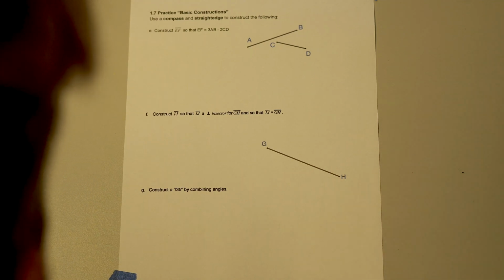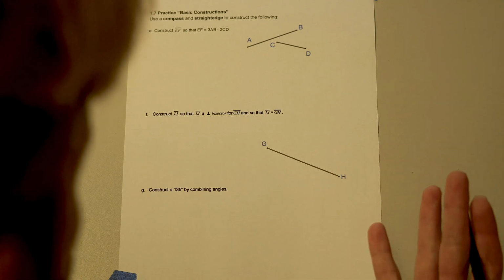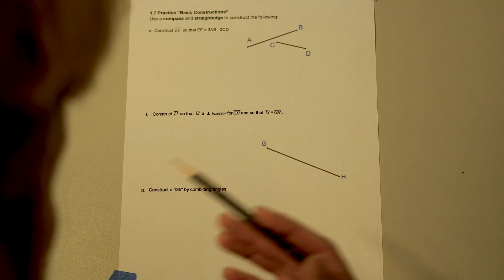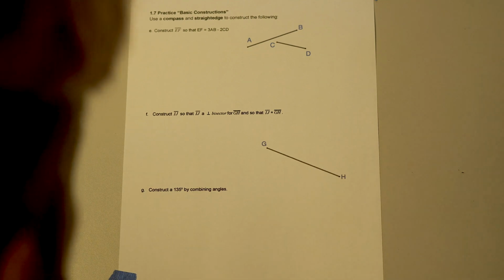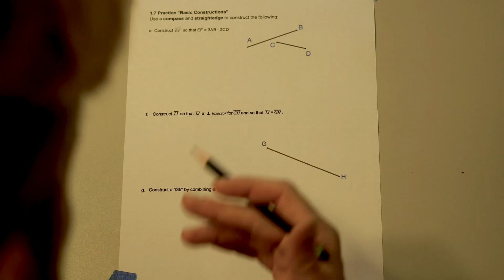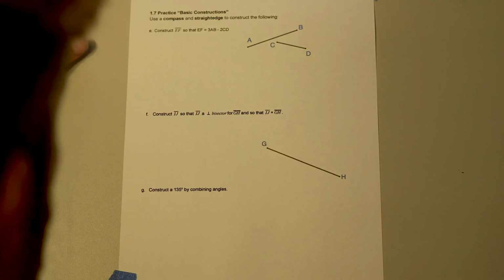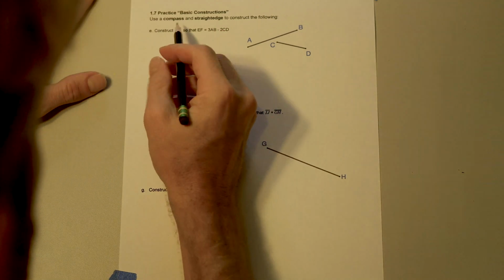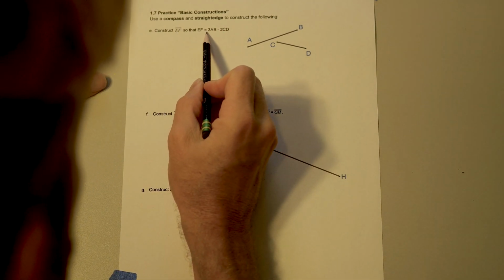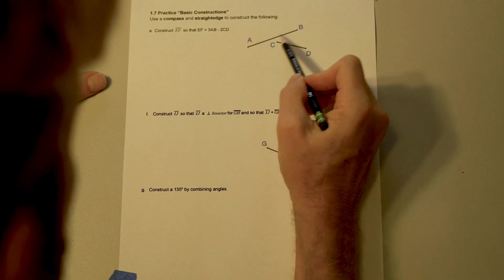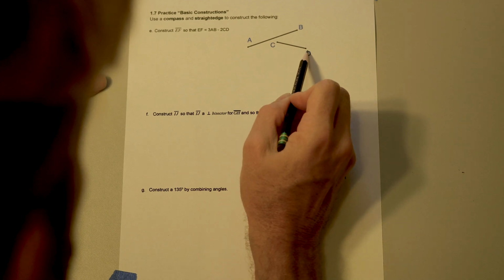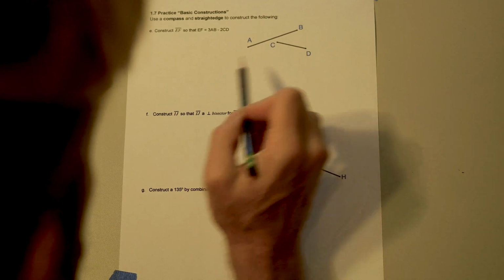Okay, so we've looked at 4 basic constructions: copying segments, copying angles, angle bisector, and perpendicular bisector. We're applying all those things in this practice set. The first thing in part E, we're going to construct segment EF so that EF is 3 times the length of AB, and we're going to subtract 2CD from that. So EF is 3AB minus 2CD.